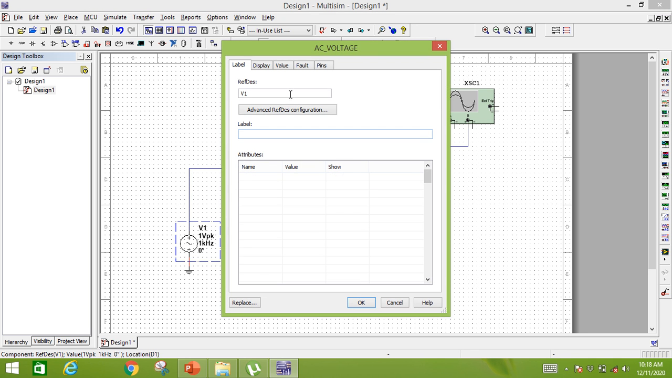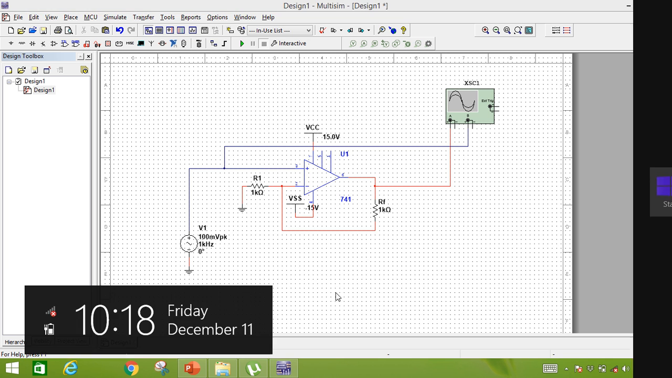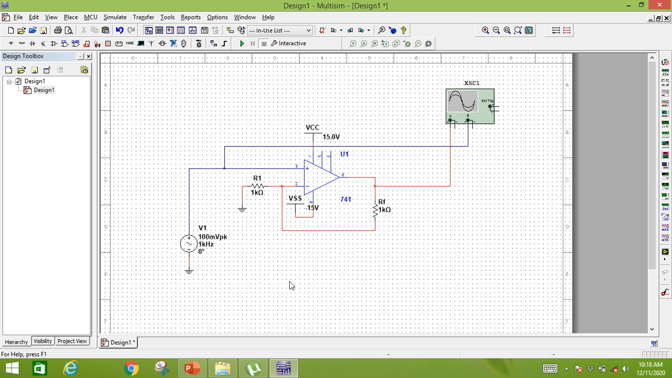I will use the 200 millivolts peak to peak signal. So it means that I will use the 100 millivolt peak input signal and 1 kilohertz sine wave. So this is actually our input signal, I am applying the input signal to the non-inverting input terminal. It means that this circuit is actually the non-inverting voltage amplifier. It means that the output signal will be in phase with the input signal, क्योंकि जो हमारा input signal है वो हम non-inverting input terminal को supply कर रहे हैं.